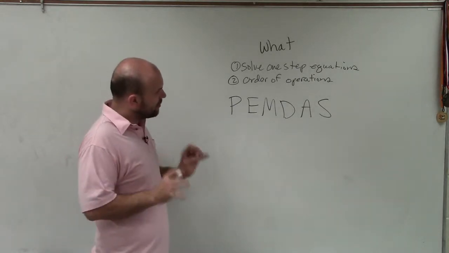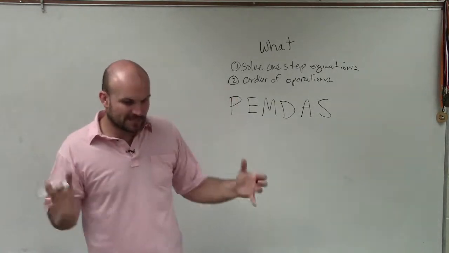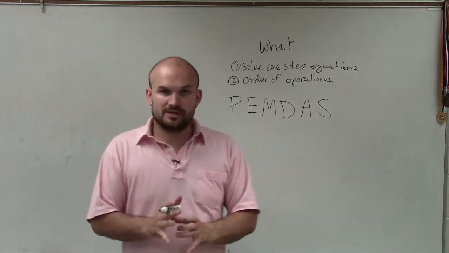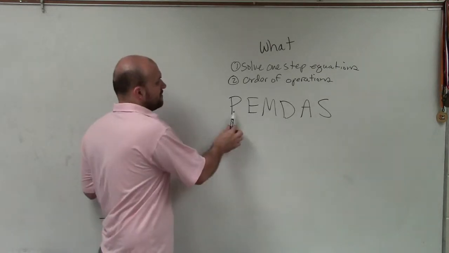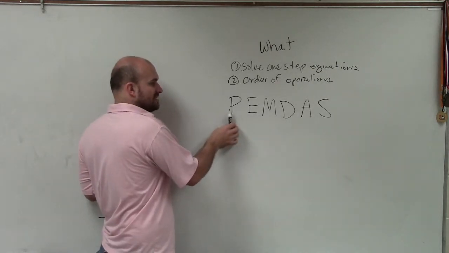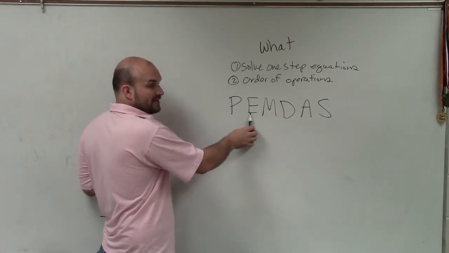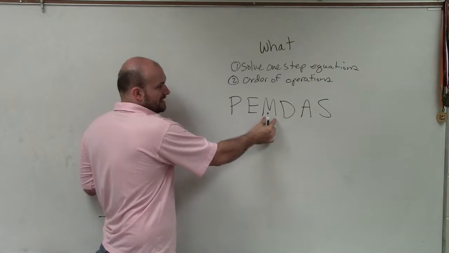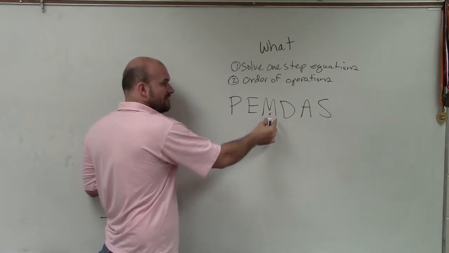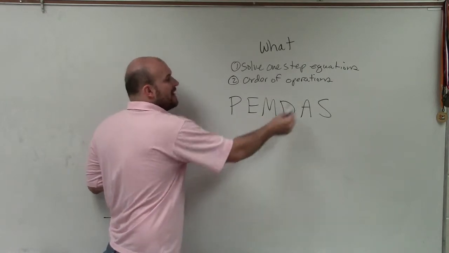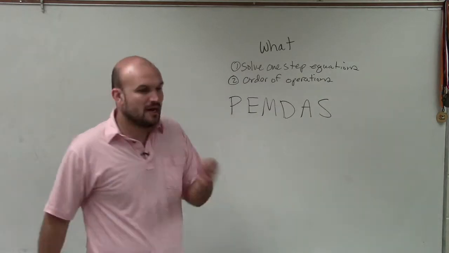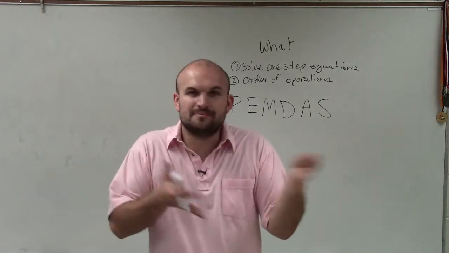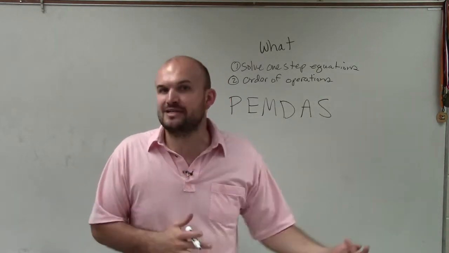So the main important thing, though, is that when we are simplifying an expression, we apply the order of operations. We always simplify inside the parentheses first. Then we look at the powers or the exponents. Then we apply multiplication and division. And then we do addition and subtraction. But remember, when we're solving, we're not simplifying. We are using inverse operations, right?